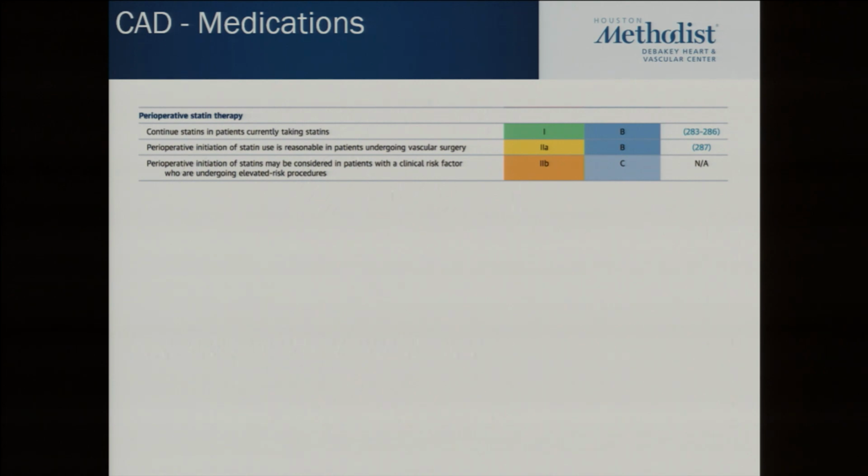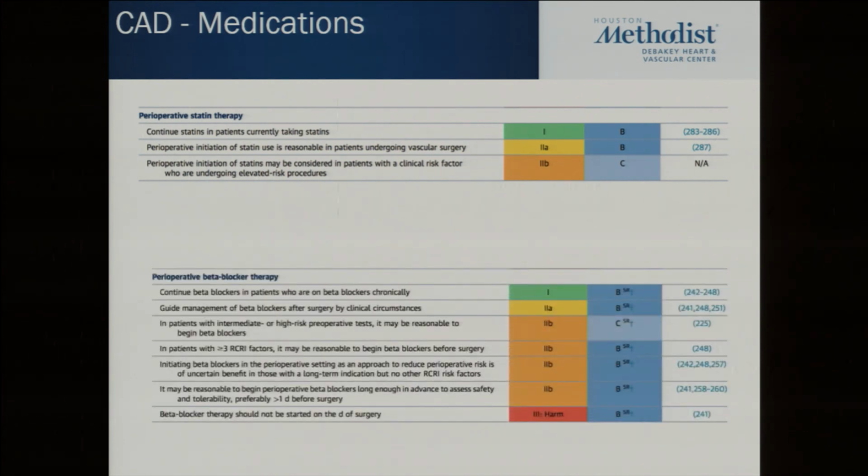In regards to medications for patients that have coronary disease, if the patient is already on a statin, he continues on a statin. There's no change in that regard. There has been some evidence, these are 2A and 2B indications, to use a statin on patients that undergo vascular surgery. As you heard during the last talk, there is an anti-inflammatory effect with the use of statins. So there is some indication to use it on patients undergoing vascular surgeries.